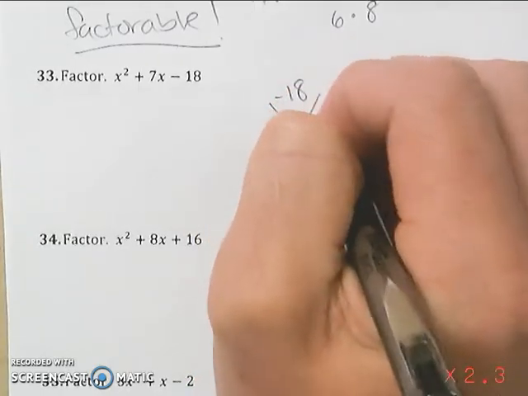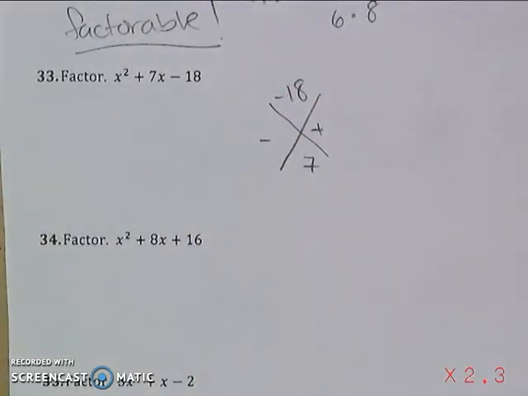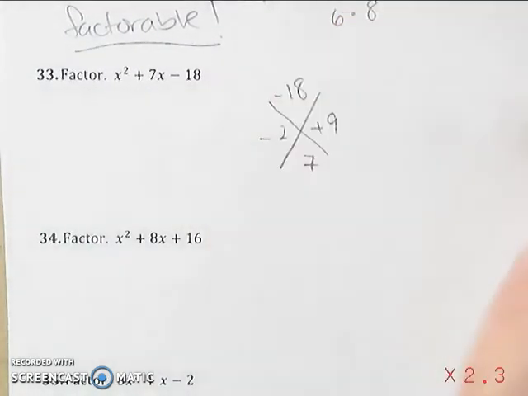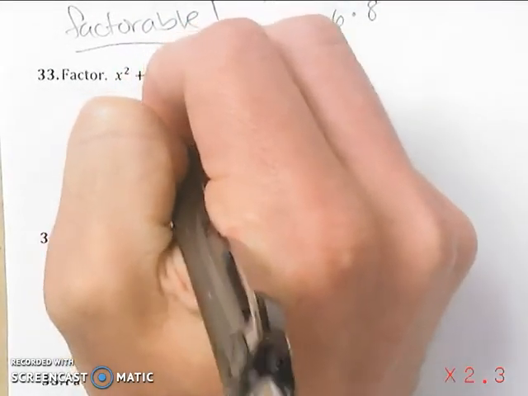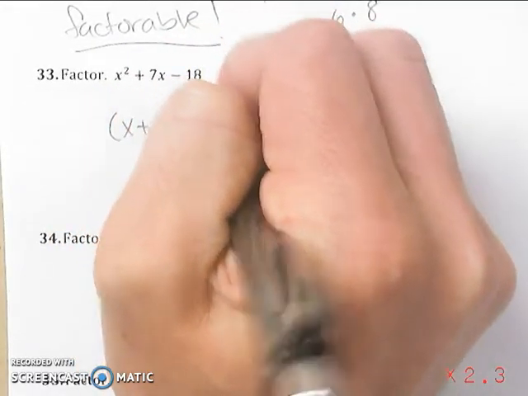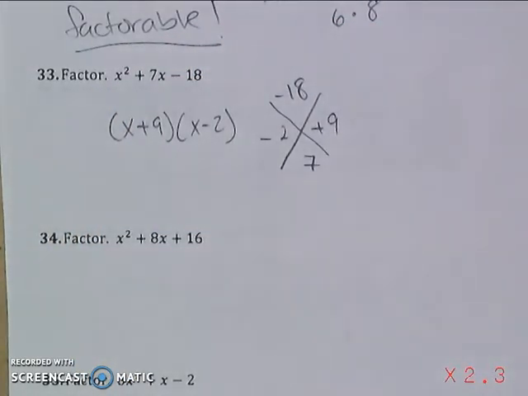Negative and a positive. What numbers are going to come out with a positive 7, negative? This one's a little easier. It's going to be 2 and 9. So that one was a little bit easier. Okay. X plus 9, x minus 2 gives me negative 18, but positive 7.